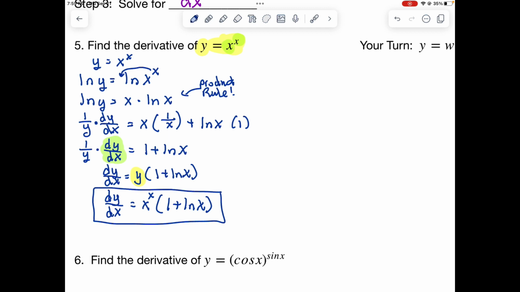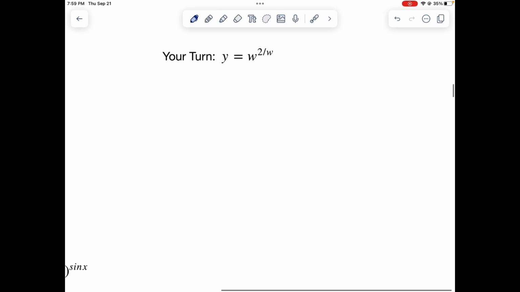So to recap, to find the derivative when you have a variable in the base and a variable in the exponent, you hit it with a log, differentiate both sides, and solve for dy dx. Now I want you to try this one. Notice our independent variable this time is w.